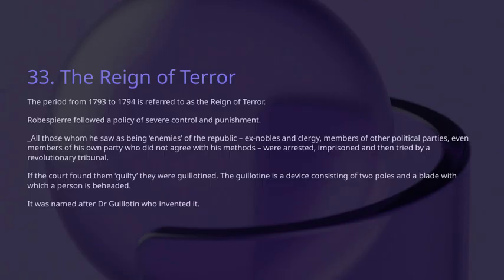Interestingly, it was named after Dr. Guillotin, who actually invented it, aiming to make executions more humane, though it became infamous for its widespread use during the Terror. This chapter in history highlights how revolutionary ideals can sometimes lead to extreme measures, emphasizing the importance of justice and the dangers of unchecked power. It's a crucial part of understanding the broader themes of the French Revolution, how ideals can be challenged by the methods used to achieve them.